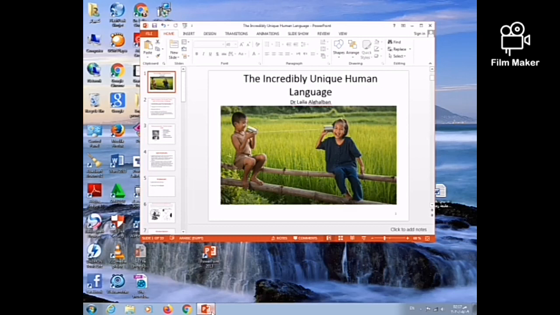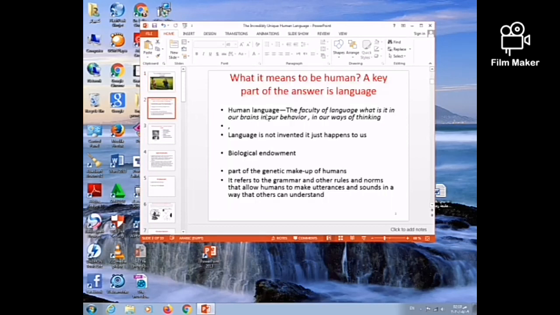Hello everyone, this is Dr. Leila Galban, and today I'm going to talk about the incredibly human language. Why human language is unique, and what it means to be human.